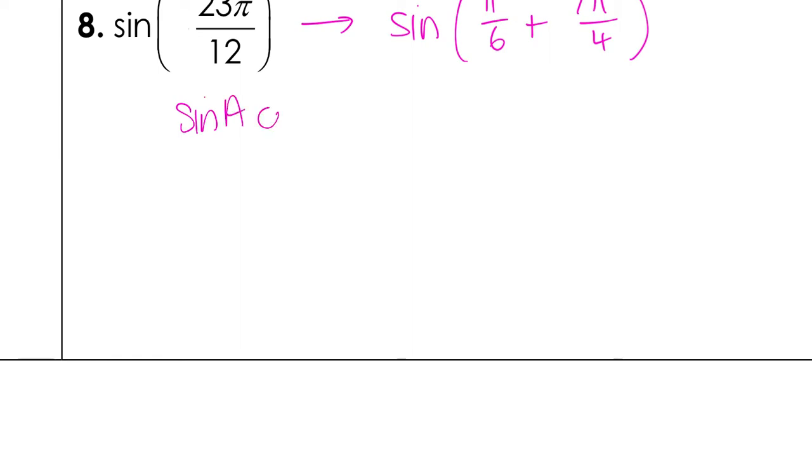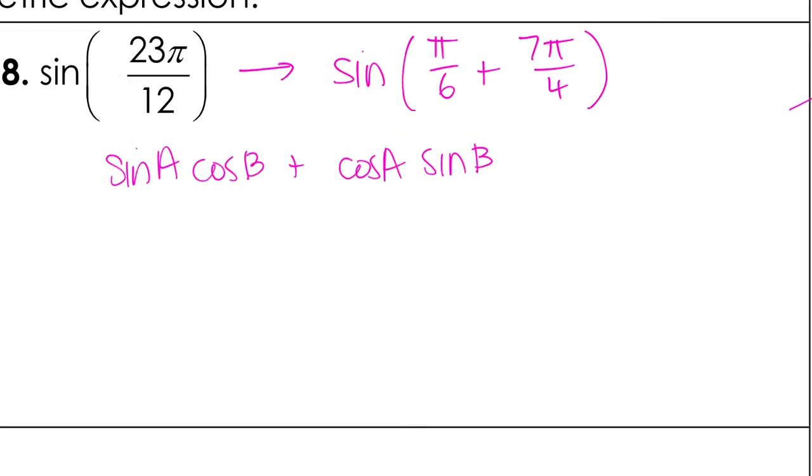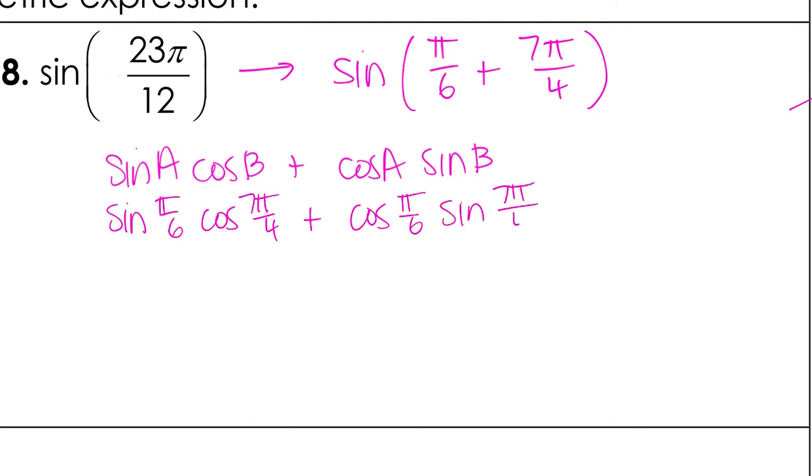Sine, cosine, cosine, sine. Okay, so now we'll just fill it in. Sine of pi over 6 times cosine of 7 pi over 4 plus cosine of pi over 6 sine of 7 pi over 4.